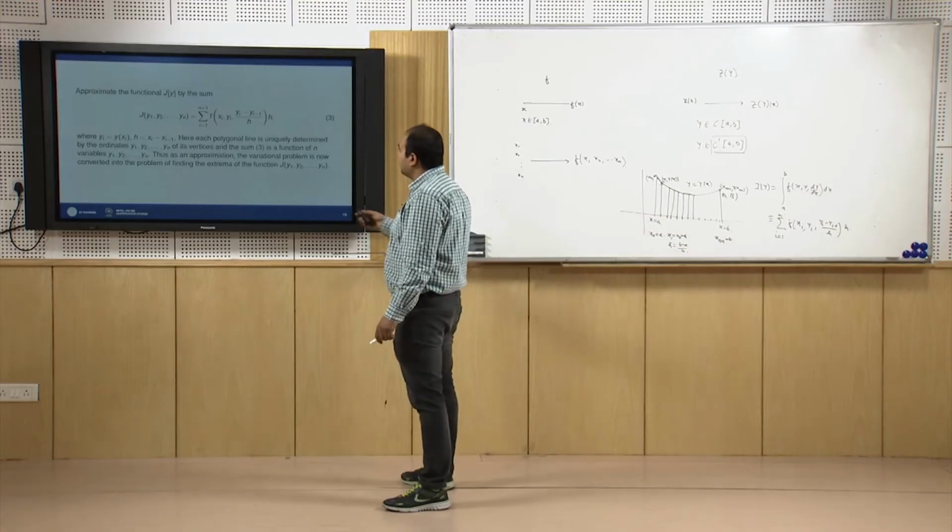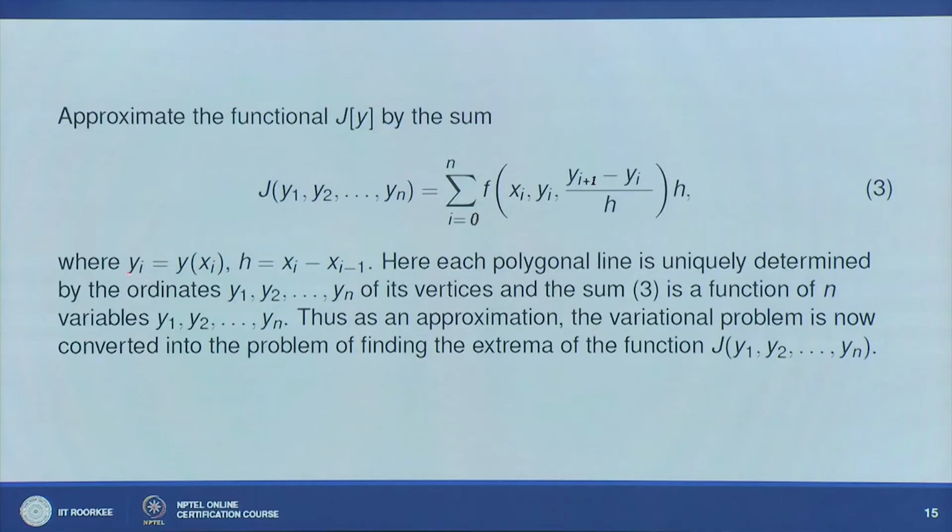So, look at this equation number 3, this is the approximation of the functional, and here we are denoting y i as y of x i and h is x i minus x i minus 1. Here each polygonal line is uniquely determined by the ordinates y1 to y n, and what is y1 to y n? It is y1 is y of x1, y n is y of x n of its vertices, and the sum 3 is a function of n variables. Now, if y is a variable, then this y i is also a variable. So, this sum is depending on say n variables, that is y1 to y n.